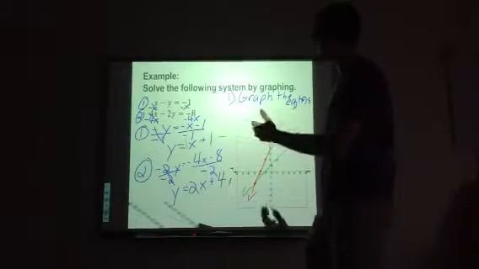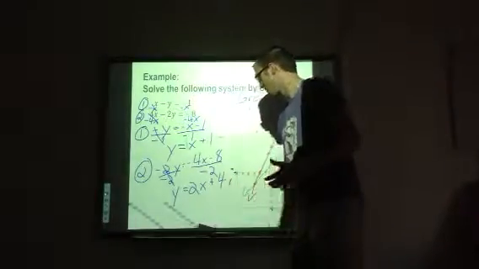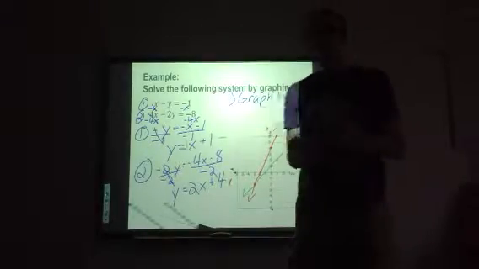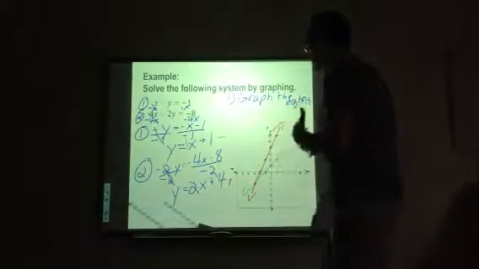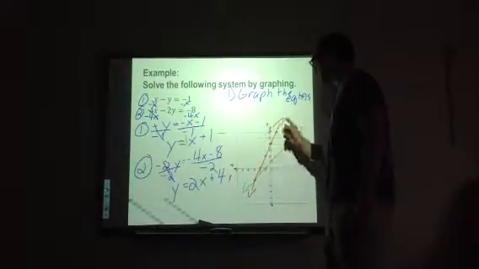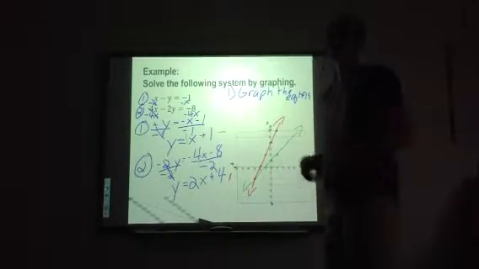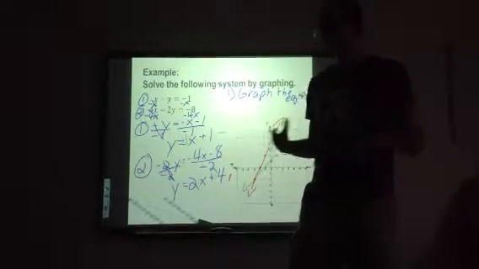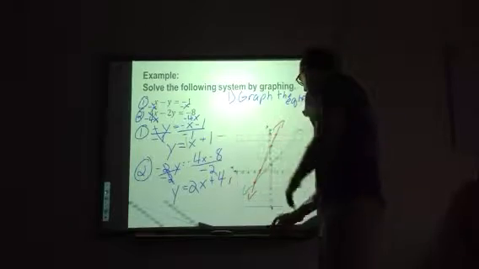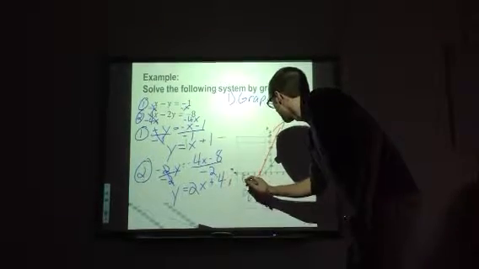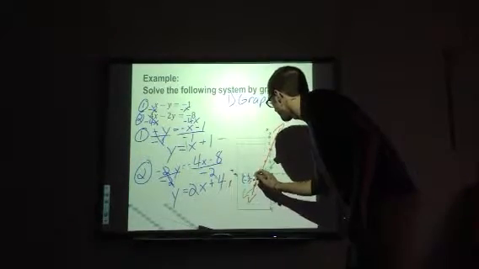And what I do with systems, and what I just did up there without thinking about it, is you're going to make enough points until you can see where they're going to intersect. Okay, so I made more points on this red line than on this green line. That's just because I wanted to find an exact point where they were going to intersect. All right. So then, where do they intersect? They intersect at negative 3, negative 2.